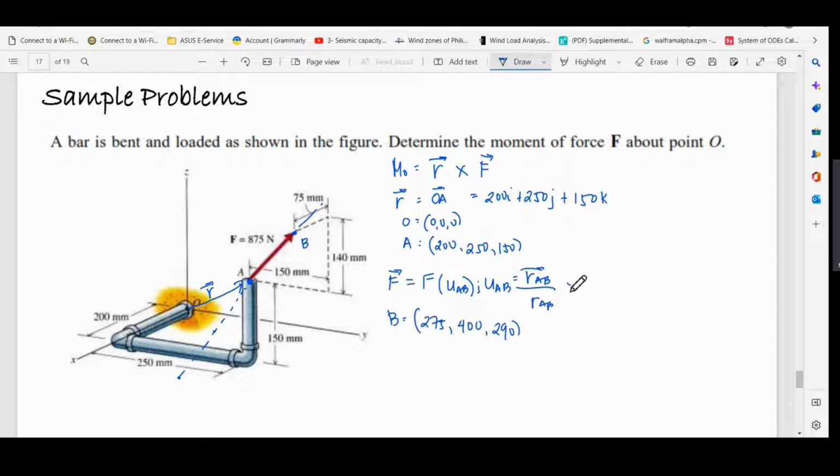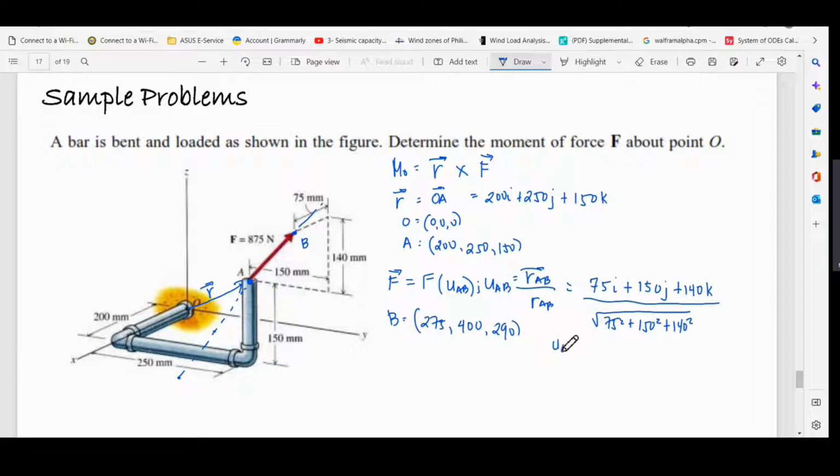Okay. So, head minus tail ulit tayo. Head will be B and then the tail is A. So, 275 minus 200, we have 75 I. 400 minus 250 is 150, plus 150 J. 290 minus 150 is 140, plus 140 K. And then the magnitude is square root of 75 squared plus 150 squared plus 140 squared.